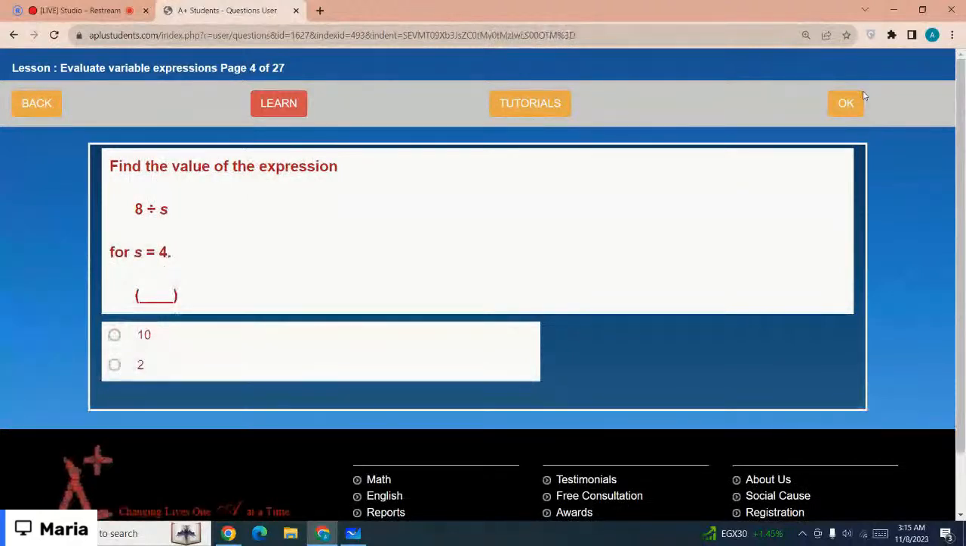Find the value of the expression 8 divided by s, which is the correct option. You have to evaluate it for s equals 4. So replace the s with 4. So 8 divided by 4 is 2. The correct option is 2.